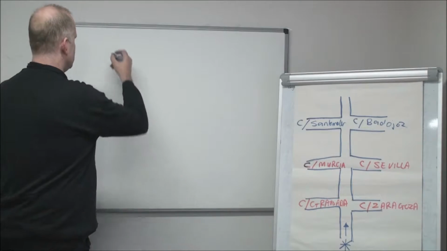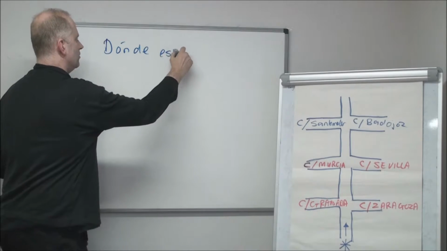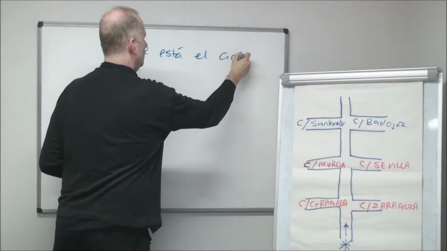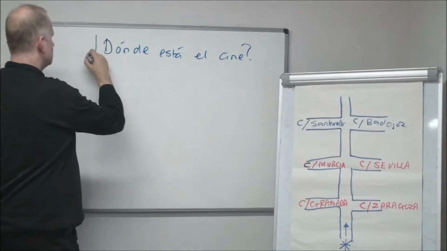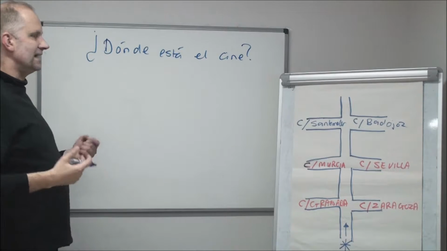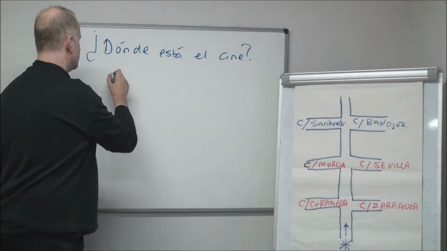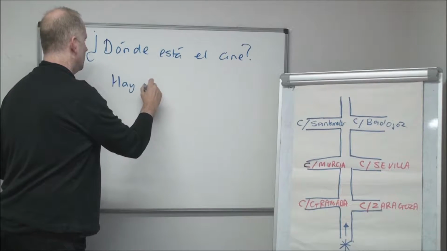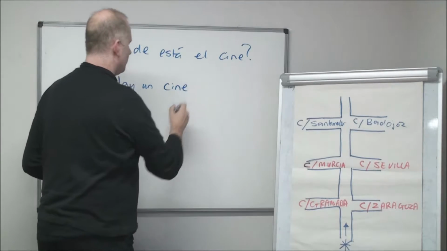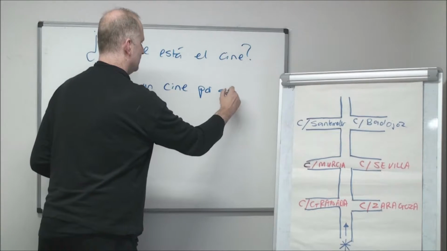in the street, you could say ¿Dónde está? ¿Dónde está el cine? But there might not be a cinema, so you might be asking, is there a cinema? So if you want to say there is a cinema, you say hay un cine. Hay un cine. Around here, por aquí.